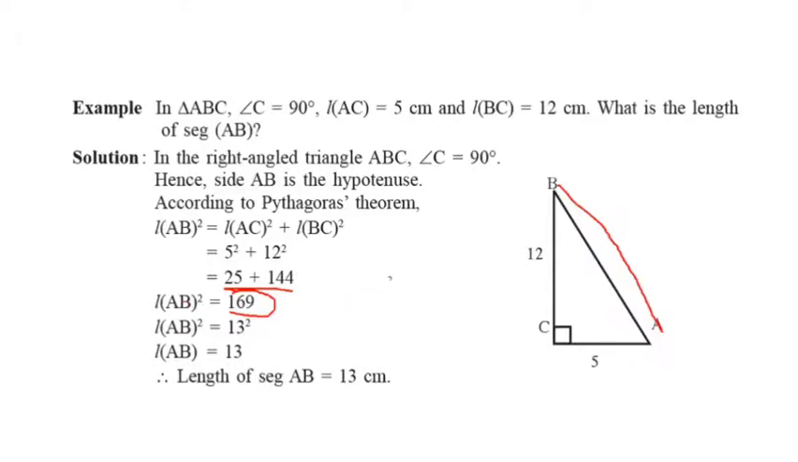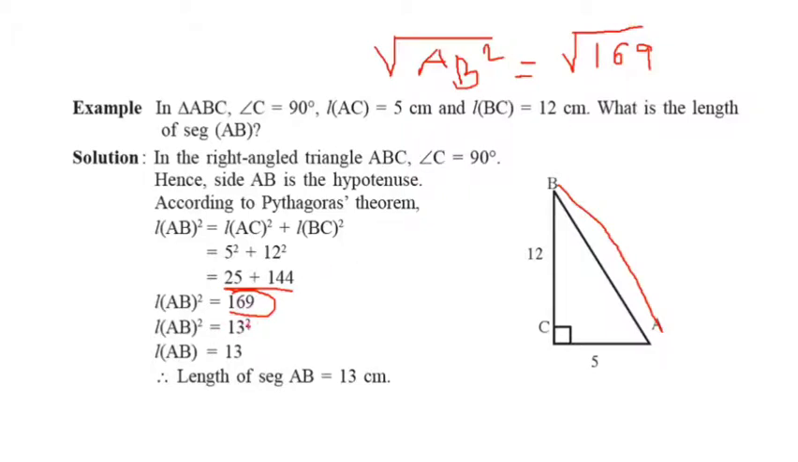Therefore, to find out the square root of AB square, we have to write under root of AB square is equal to under root of 169. Getting my point? Under root of 169 is what now? Which number multiplied with itself will give you 169? In short, whose square is 169? So the square root of 169 will be that answer.